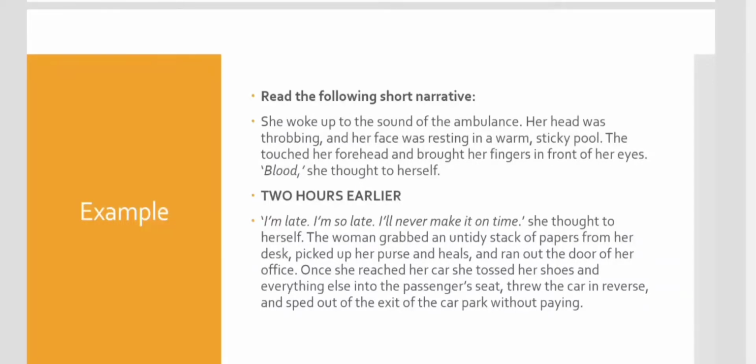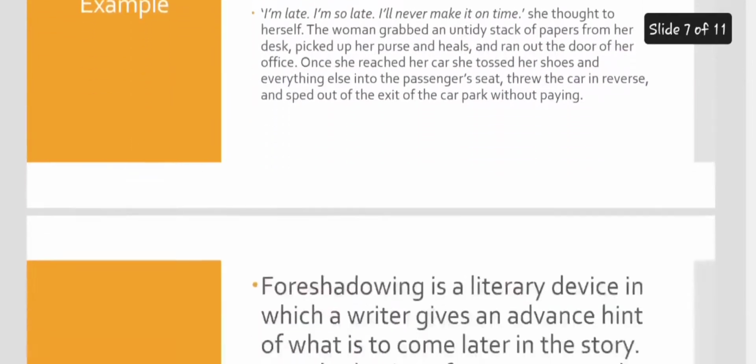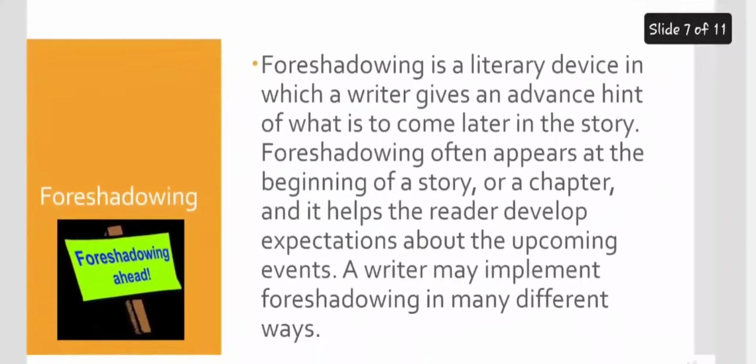I'm late, I'll never make it on time, she thought to herself. The woman grabbed an untidy stack of papers from her desk, picked up her purse and heels, and ran out of the door of her office. When she reached her car, she tossed her shoes and everything else into the passenger seat, threw the car in reverse, and then sped out of the exit of the car park without paying any attention to what was behind her. And that basically is the example of flash forward.